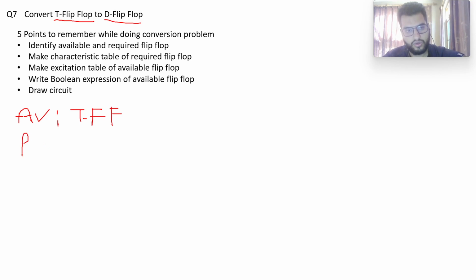And which is your required? So T is your available and you need to convert this T to D. So the required is D, right? So far we are clear with this thing. And as such, point number one, we are done with.